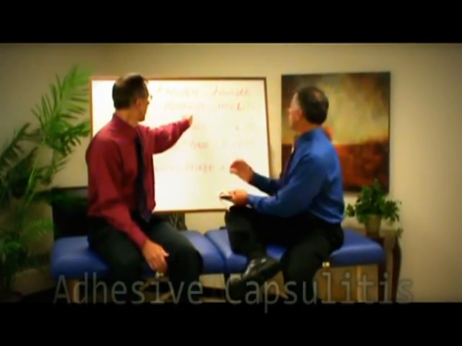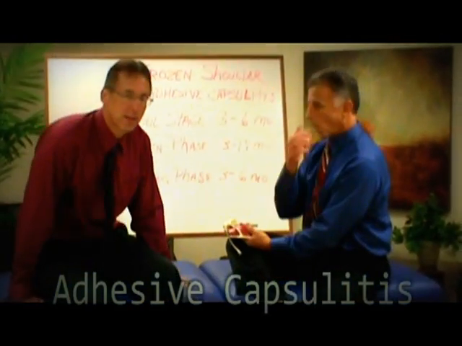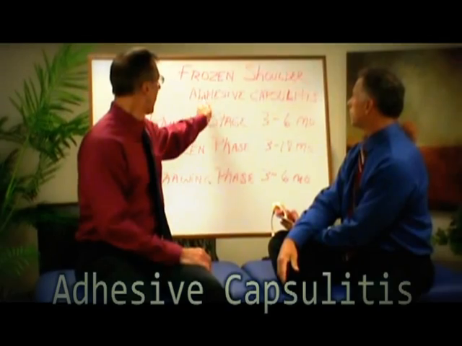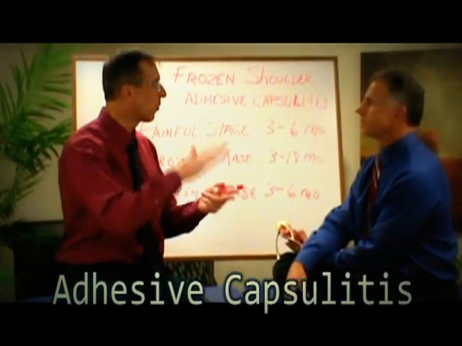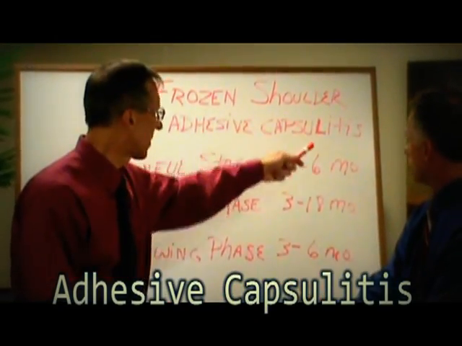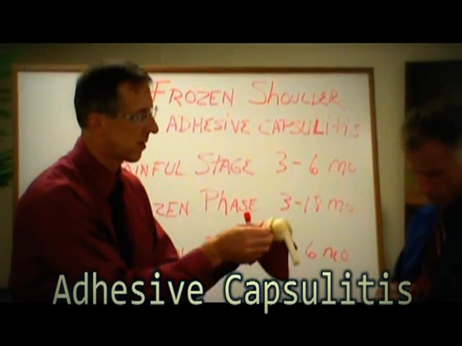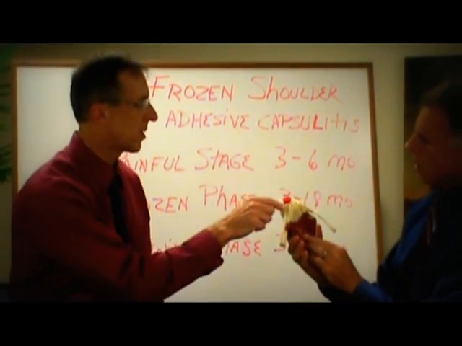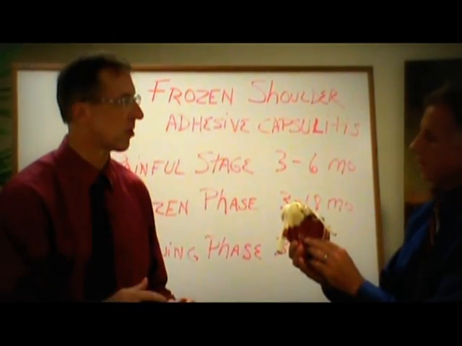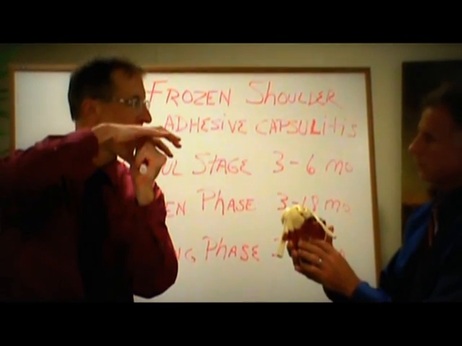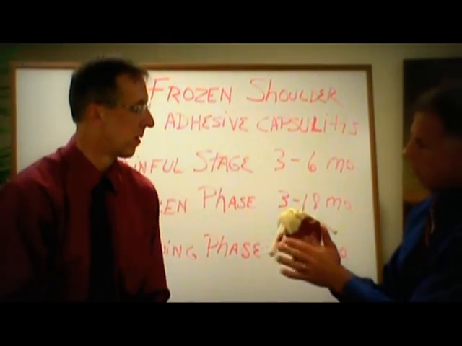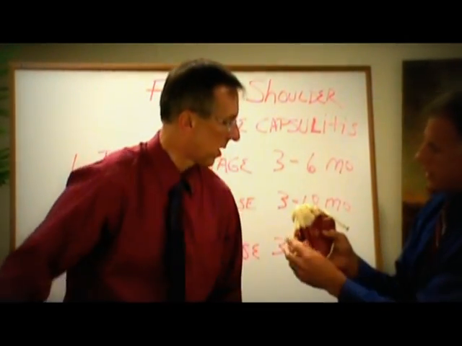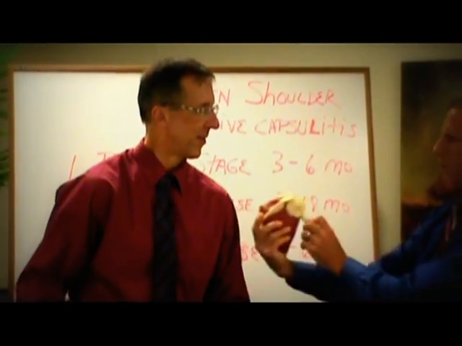Frozen shoulder is also called adhesive capsulitis. It's a mouthful. But as with any word or phrase, if you break it down, it's not so hard to understand. Adhesive means that it's bound down. And capsulitis, that's what we're talking about here, this white material. This white material is the capsule, and this capsule goes around the ball of the shoulder. This would be the humerus, the bone.